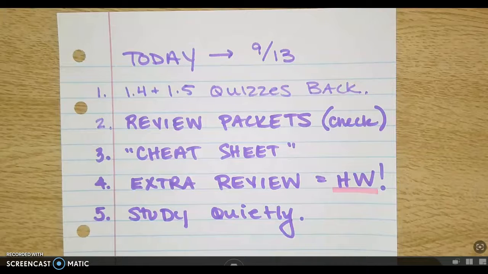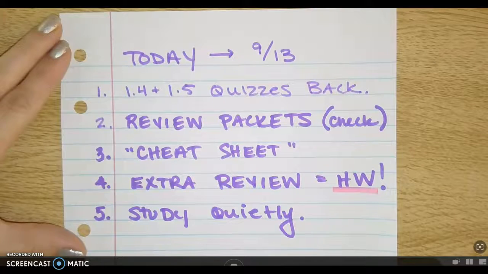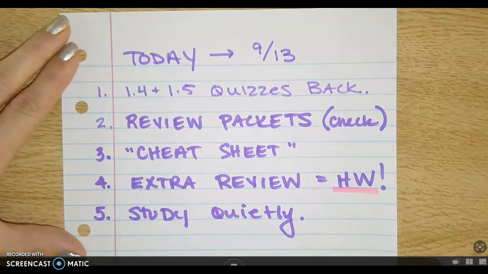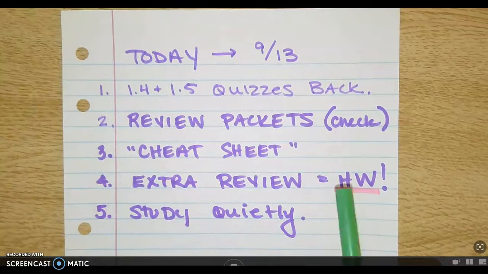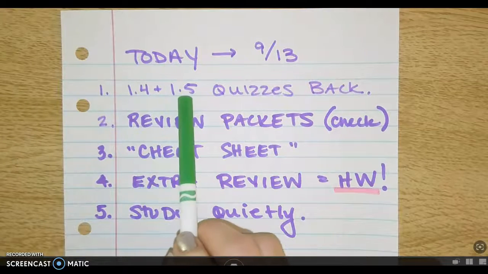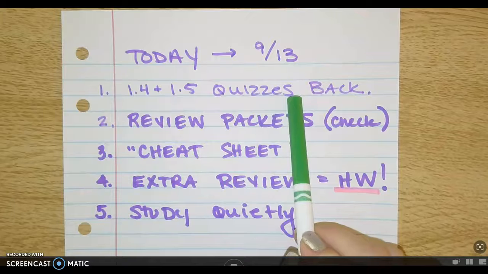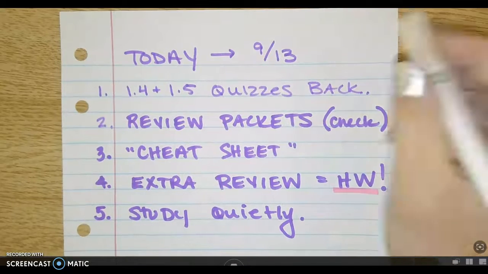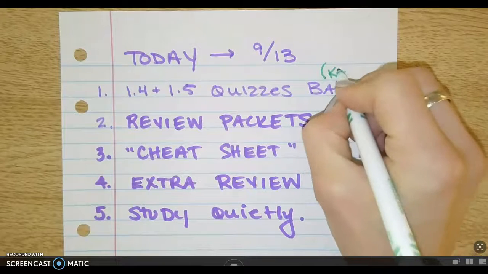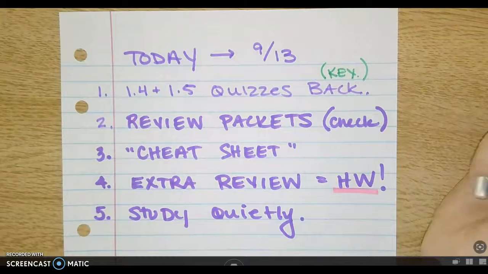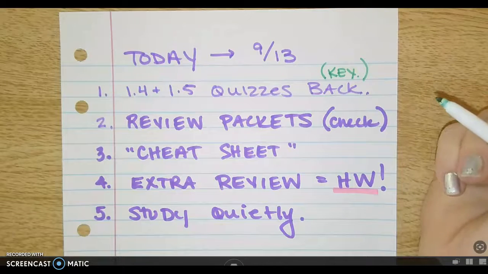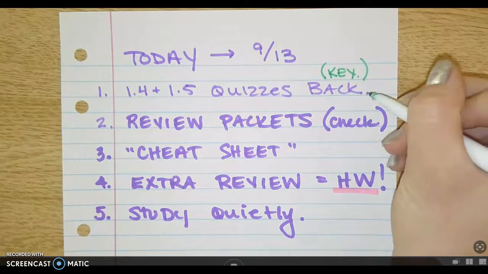Okay, so our plan for today, here's the list of what we need to get done while you're in class today because our test is tomorrow. So you are going to get your 1.4, 1.5 quizzes back. I also have answer keys. So coming around will be an answer key so that you can check that and make sure you know what all the answers should be and you're able to fix your mistakes on that.